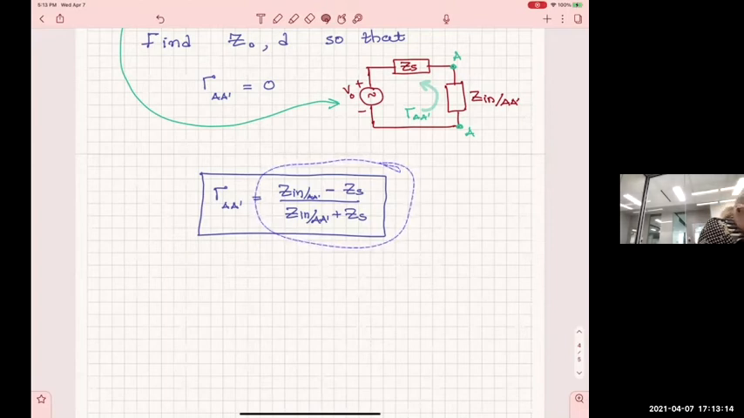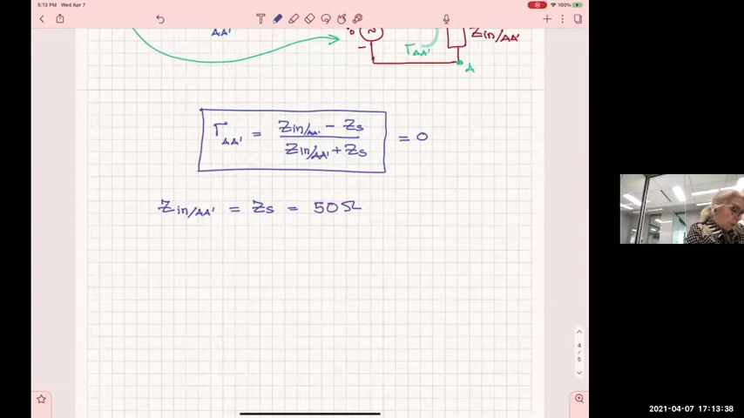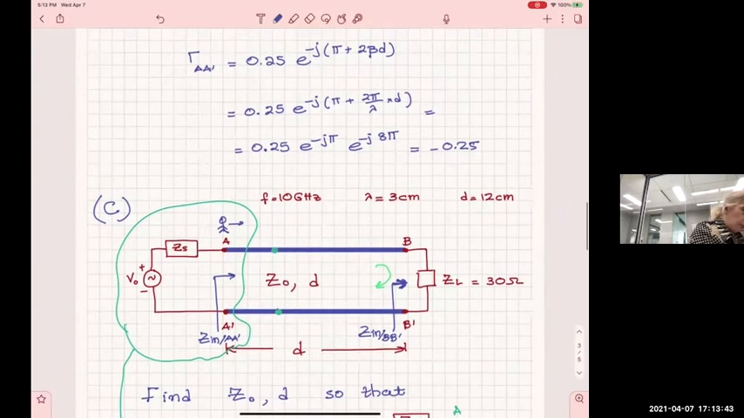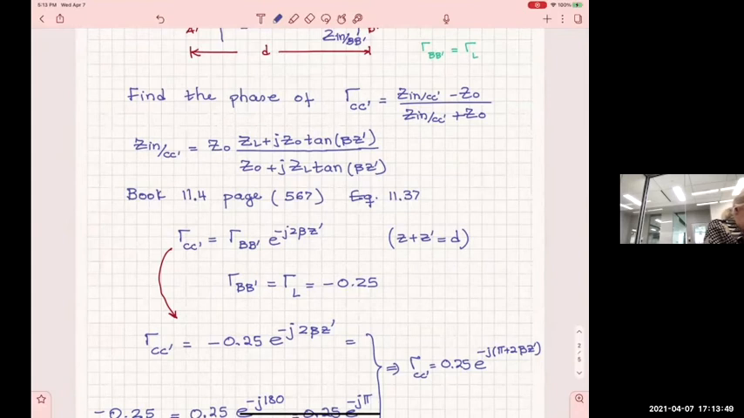But ZS, we said, is 50 ohms. So now we want to make sure that this one is 0. To make this 0, it implies that Z input at A prime has to be ZS, that means it has to be 50 ohms. That's what we want to do. What is the expression for that input impedance from previous? That was given by this expression where Z prime equals D.